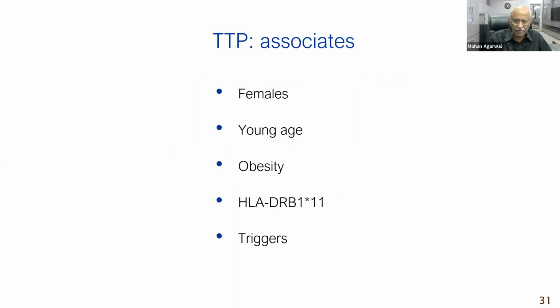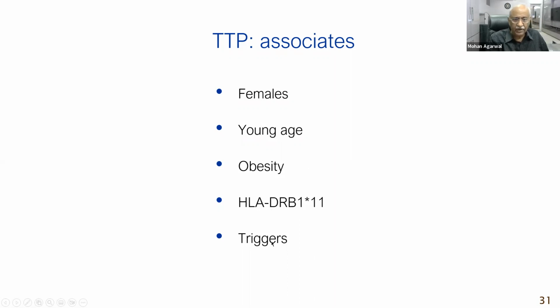There are certain clinical and lab associates of this entity. Like many autoimmune diseases, this is a disease of females. Like many autoimmune diseases, this is a disease of young females. One doesn't know the mechanism, but it's more common in people or women who are obese. There is a HLA linkage, HLA-DRB1*11.